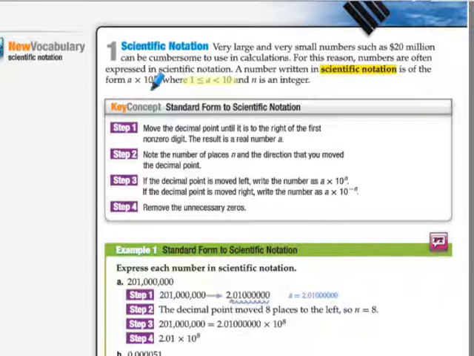All right. We're going to note the number of places that we move it, and the number of places we move it is going to be the n. If we move the decimal point to the left to make a really big number small, then n is positive. If we move it to the right to make a really small number bigger, then n is going to be negative. And then we remove unnecessary zeros.